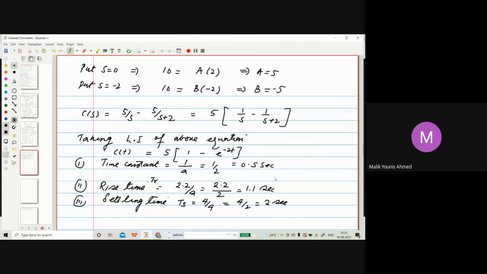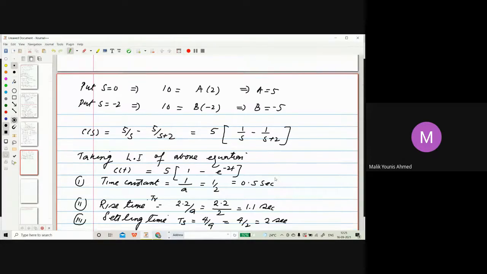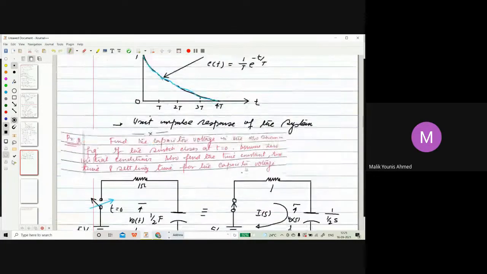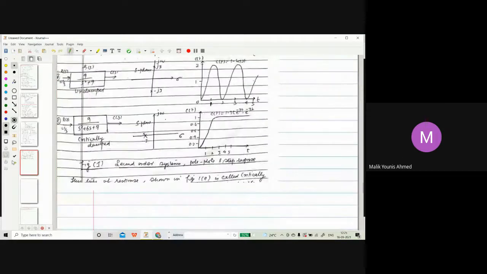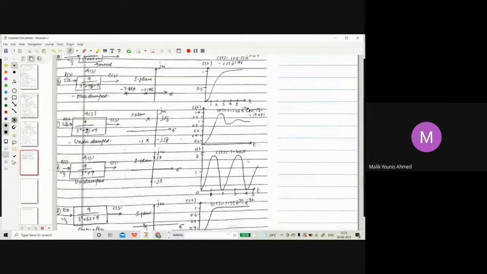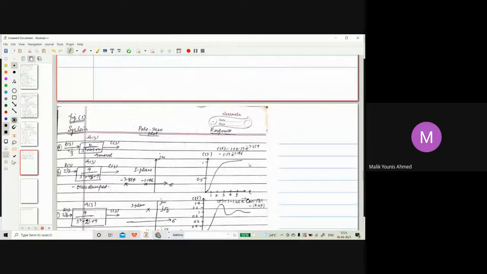So it is a very simple numerical for the first order system. We have got the capacitor voltage, and then we have found all other values. That's all.